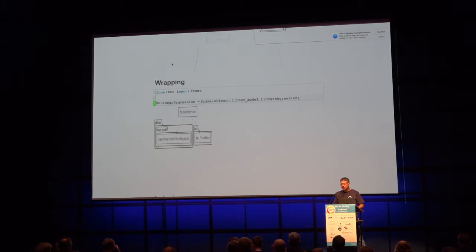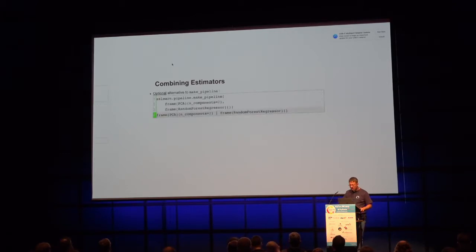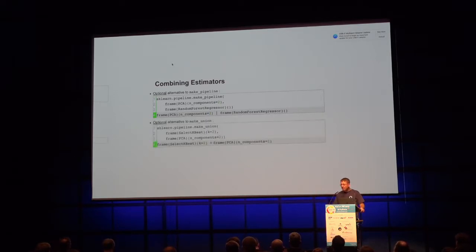The second thing the wrapping does, which again makes a class that is derived from the original class and from the mixin, is to allow different ways of combining operators, combining estimators. So, for example, in Scikit-Learn, in order to pipeline one estimator into the other, you would use make_pipeline. Optionally, if you use this library, you can just use the pipe, just like the Unix shell. So if you use a frame PCA, you can just write a pipe into frame random forest regressor. That in itself makes a pipeline. And again, optionally, if you would like to concatenate two stages, you can use the plus. So instead of using make_union, you can use frame select k best plus frame PCA.